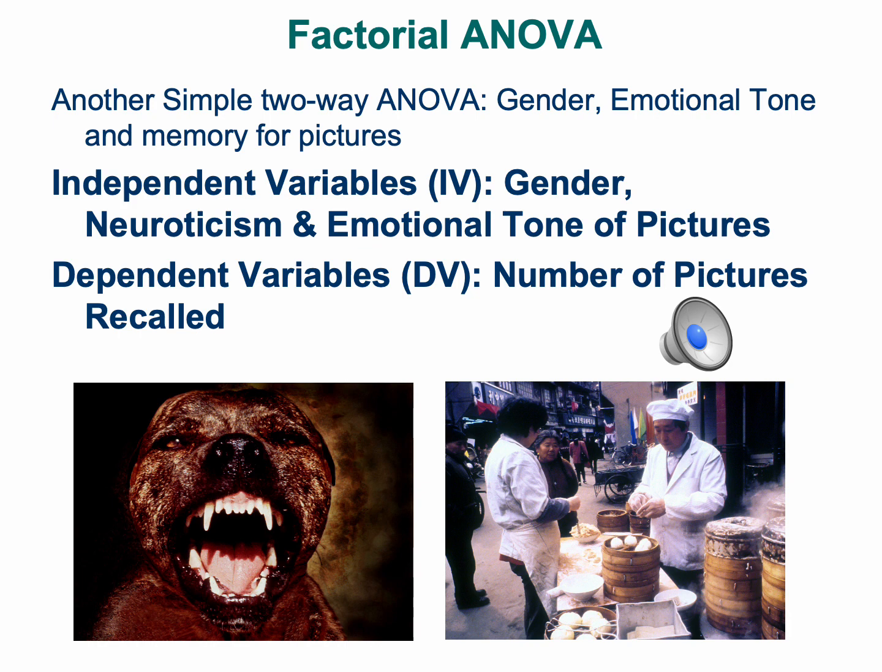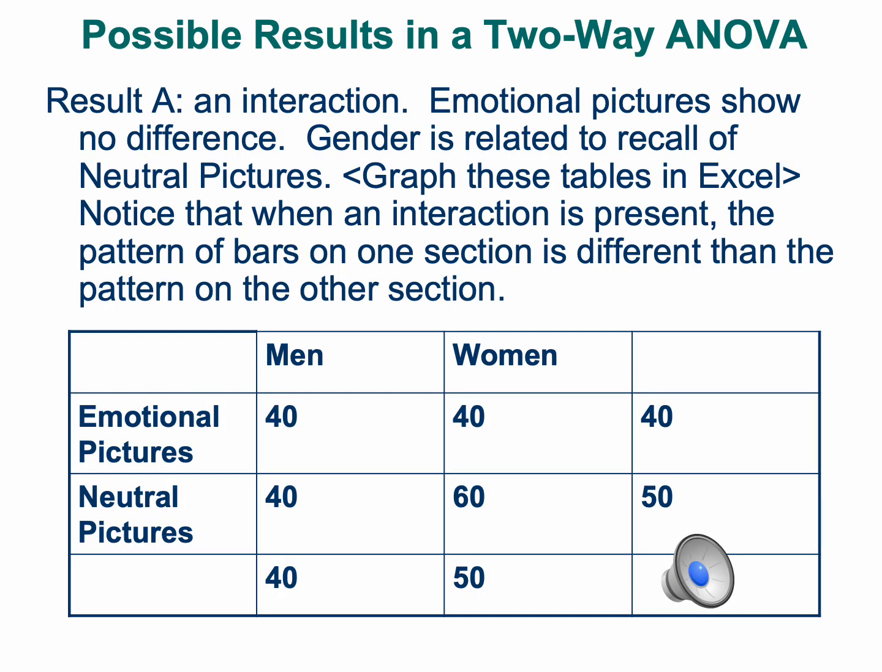emotional tone. But this is the basic setup where you've got two independent variables and one dependent variable, which is going to be the number of pictures they recalled after seeing sets of them. Okay, let's deal with the possible results of this study for a two-way ANOVA. So I've got two independent variables, one dependent measure.